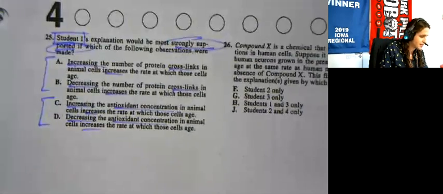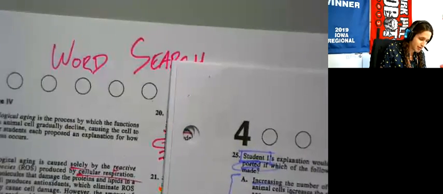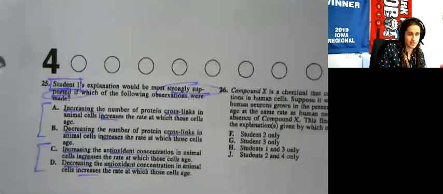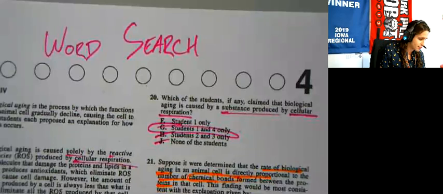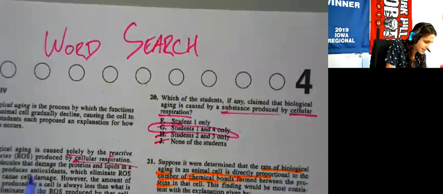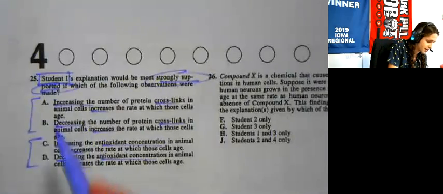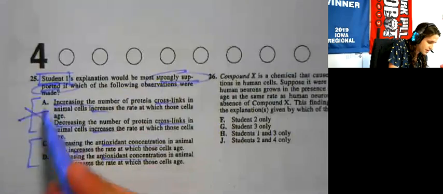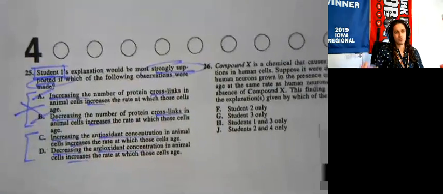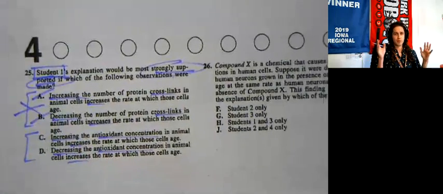So student one, what is he talking about? Is he talking about crosslinks or antioxidant concentration? Right away, looking at that thing, reactive oxidant species, antioxidants, great. So it's talking about antioxidants. Right away, you can cross out the crosslinks. That is A and B. They're gone. You got it down to a coin flip. If you were hurting for time, it's better to guess out of 2 than guess out of 4.